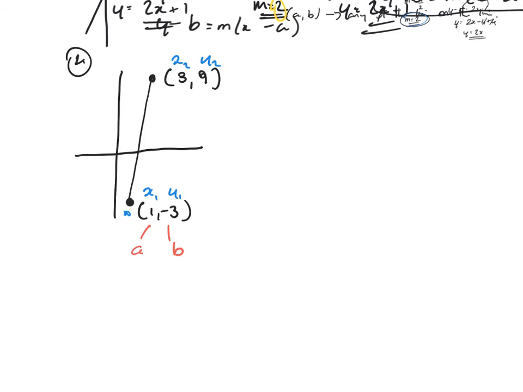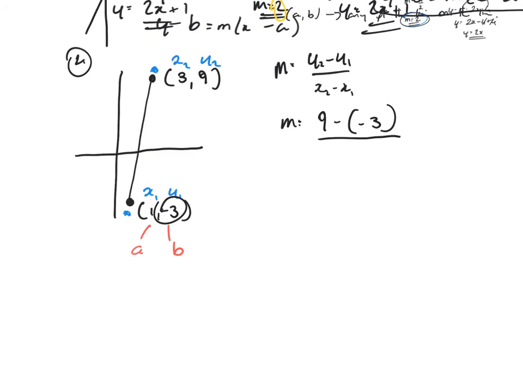So the first point I can see is this one, that's x1, y1. Second point is this one, x2, y2. Okay, so m equals y2 minus y1 over x2 minus x1. Straight substitution. Now be careful here, it's not 9 minus 3, it's 9 minus minus 3 over 3 minus 1.